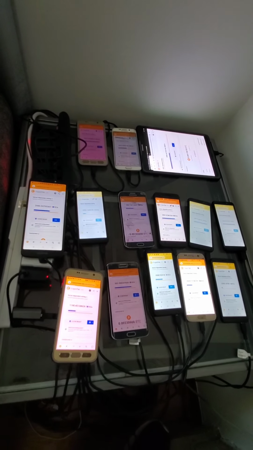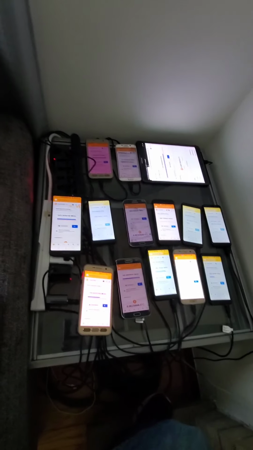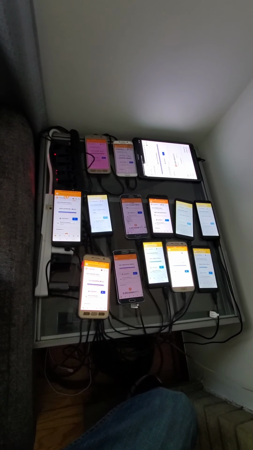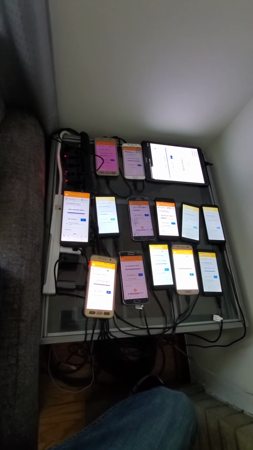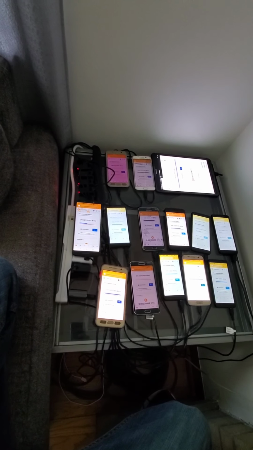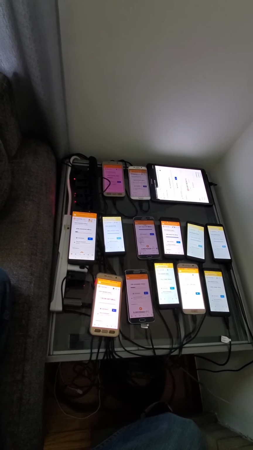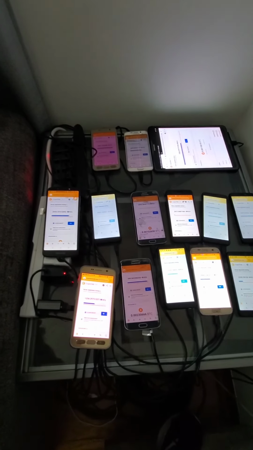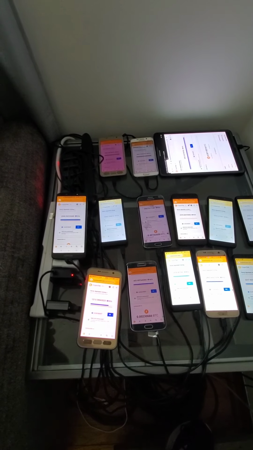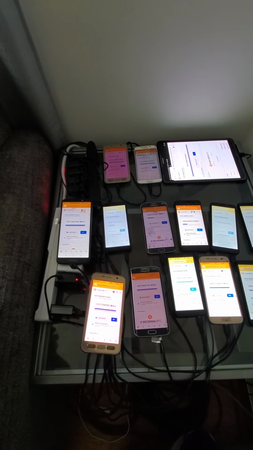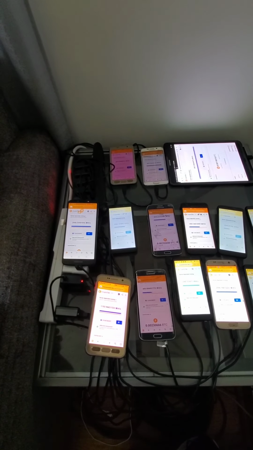I'm still mining. This is not all of my phones. If you guys are interested in seeing my full mining farm, there are other videos where I had the whole mining farm with my laptops, and I have about 30 devices plugged in now. I'm earning between $75 and $125 a month on these phones and tablets. I do have them split up over three accounts.